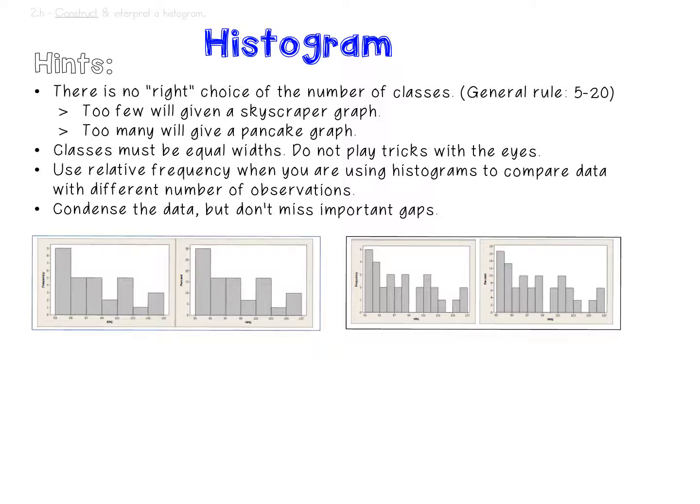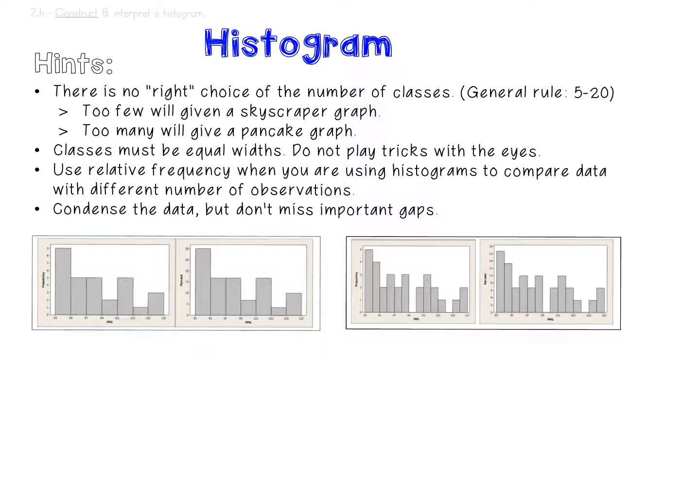So when you're comparing maybe a class of 22's GPA to a class of 50, with the class of 50, it's going to look like there's a lot more A's and B's and C's, when in actuality, when I compare using percentages, I'm going to be able to see compared to the whole of each individual one, and that's going to help me compare them better. And then condense the data, but don't miss important gaps. So try to put as much as you can together, but if your class width is too wide, you might miss gaps.